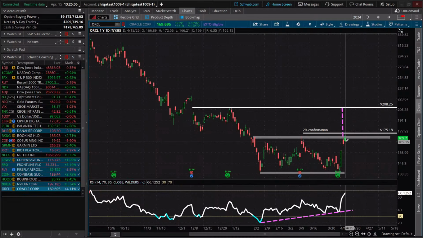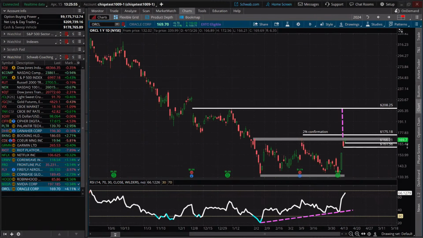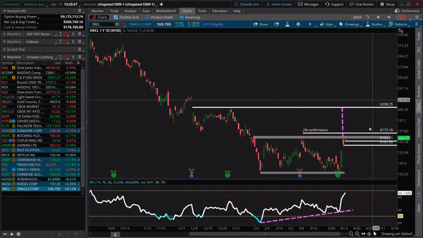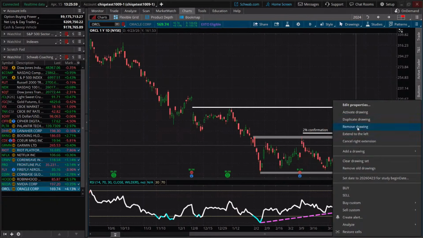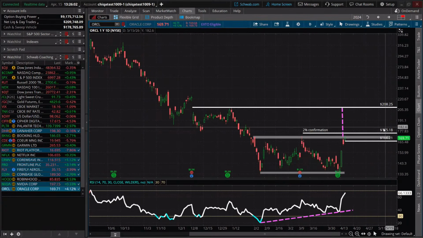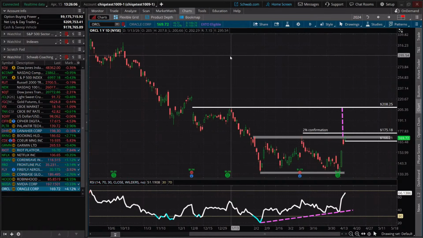Now, as far as where we could put our stop, if we did see that breakout above 175, we could do a tight stop right at the low of today's candle here. Or we could give ourselves a little bit more room and put our stop right below at 161.56. I like the idea of that tighter stop better since it gives us a more favorable risk to reward there.